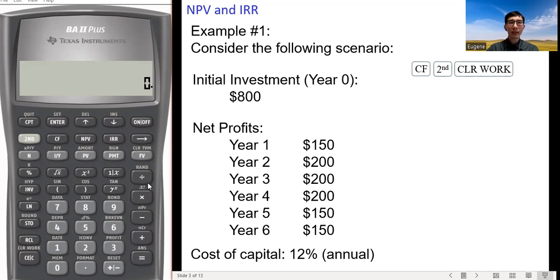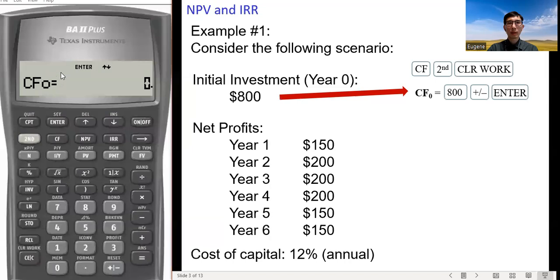First, we activate the cash flow worksheet by pressing the CF button on the calculator. And if necessary, clear the work by pressing the second key and then clear work. Enter the initial investment as CF0. This is a cash outflow, so enter this as negative 800. Key in the number 800 first, and then press the plus or minus button. We get negative 800.